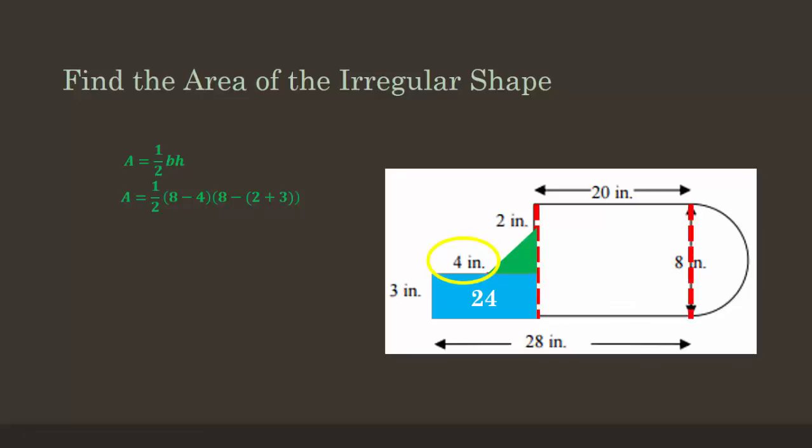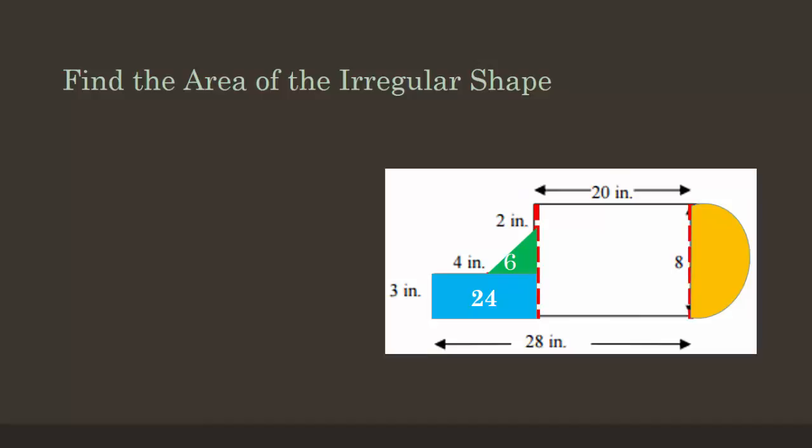Now that we have the base of our triangle, we need to calculate the height. We can calculate the height by recognizing that the highest height that our irregular shape has is 8 inches. Now because the triangle is not the highest height of our irregular shape, we need to subtract the 2 and the 3 inches. When we simplify this down, we get that the area of the right triangle is 6.